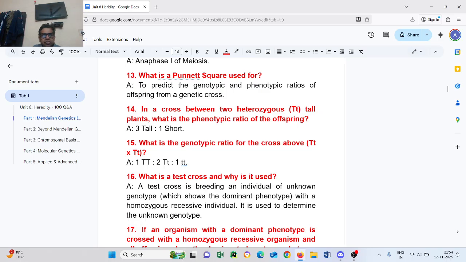Question number 16. What is a test cross and why is it used? A test cross is breeding an individual of unknown genotype which shows the dominant phenotype with a homozygous recessive individual. It is used to determine the unknown genotype.